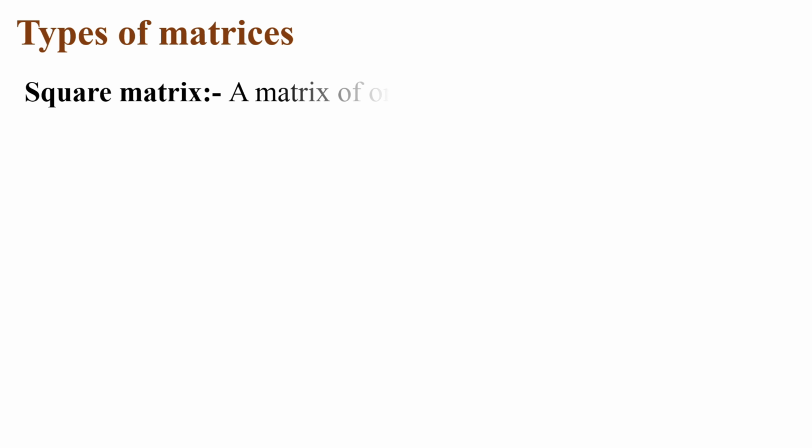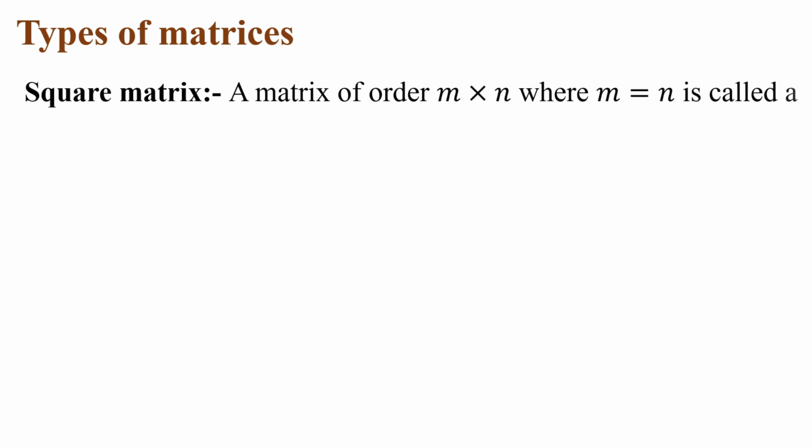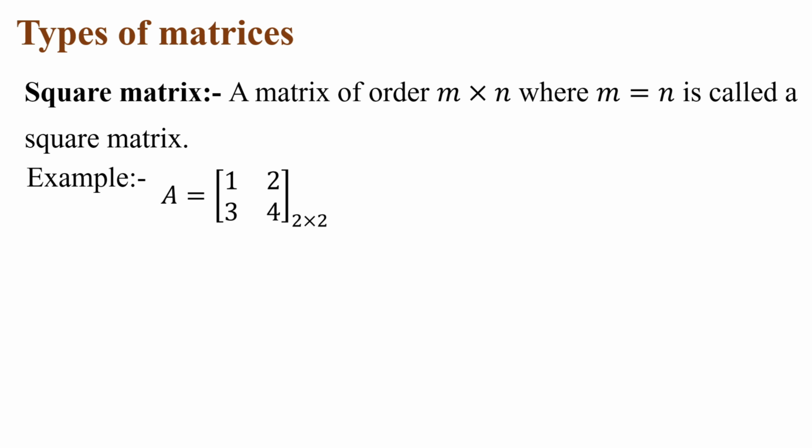Types of matrices. First comes the square matrix. A matrix of order m cross n, where m is equal to n, is called a square matrix. Basically, in a square matrix, the number of rows will be equal to the number of columns. So it can have the order as 1 by 1, 2 by 2, 3 by 3, 4 by 4.